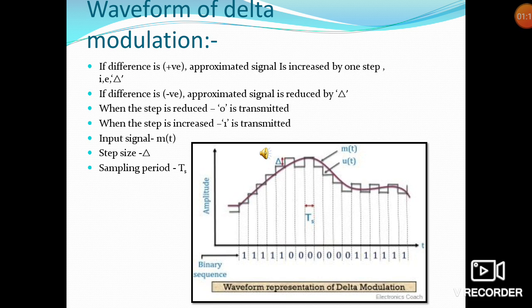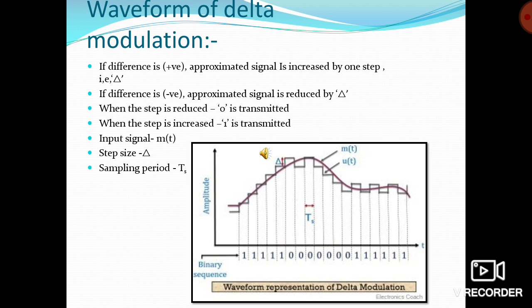Now, we will discuss the waveform of delta modulation. In this slide, we can see the waveform of delta modulation. Here, m(t) is an input analog signal, u(t) is an approximation of staircase waveform, del is the step size of the staircase signal, and Ts is the sampling period.